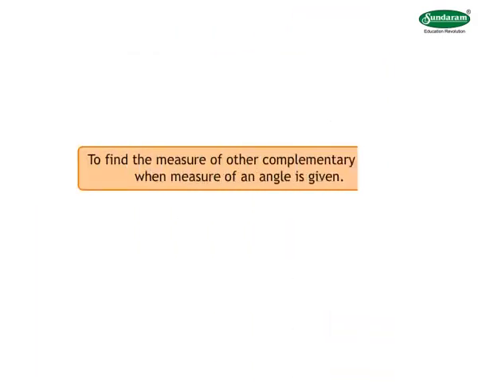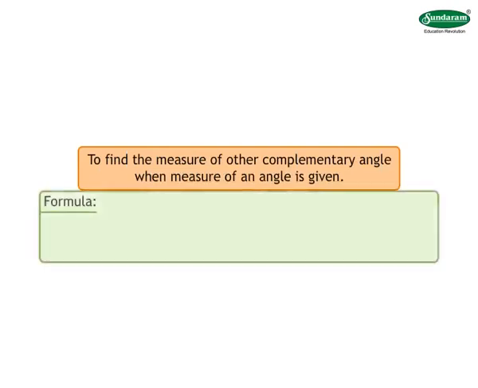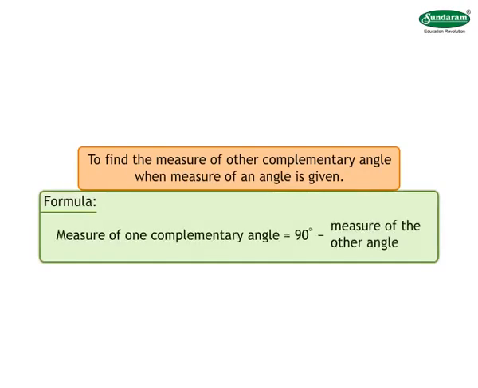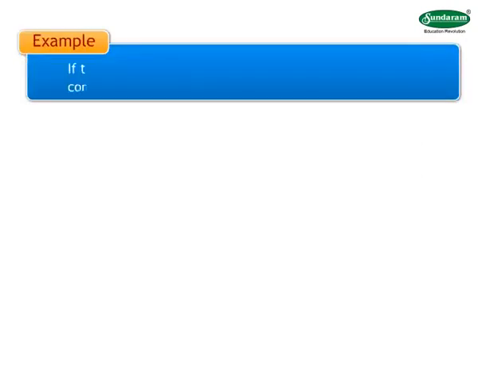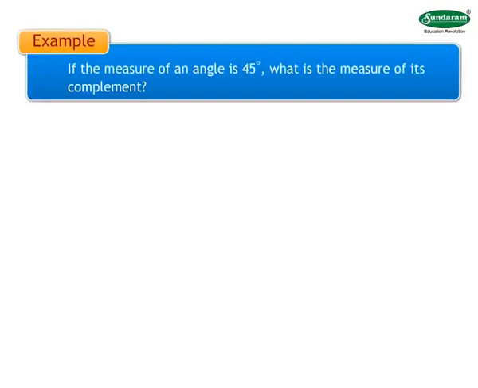If the measure of one of the complementary angles is given, the measure of the other can be found out with the help of the following formula. Measure of one complementary angle is equal to 90 degrees minus measure of the other angle. Now, let us solve an example using this formula. If the measure of an angle is 45 degrees, what is the measure of its complement?